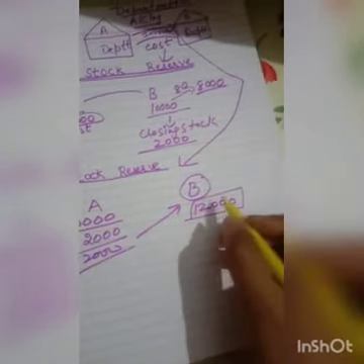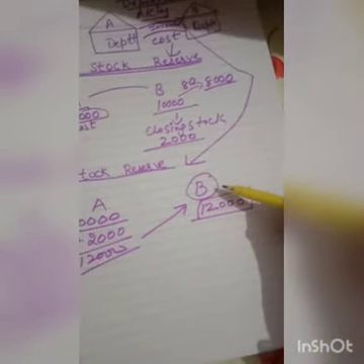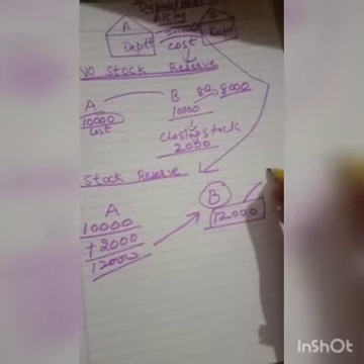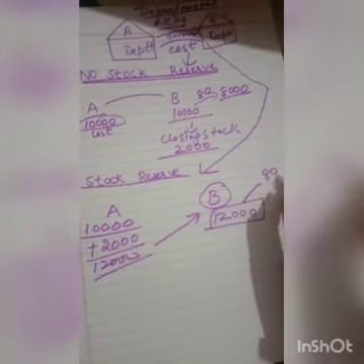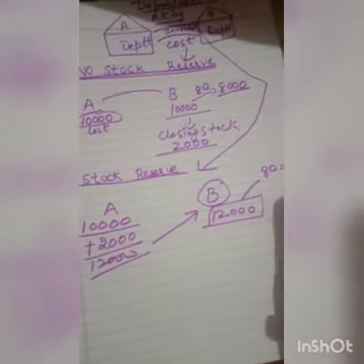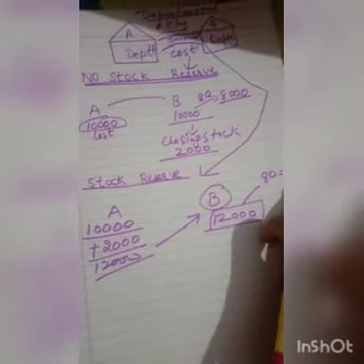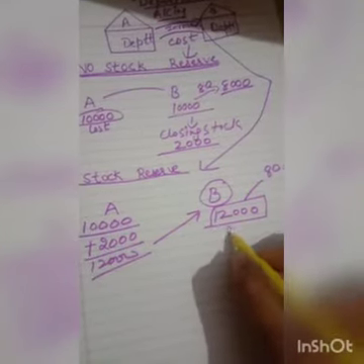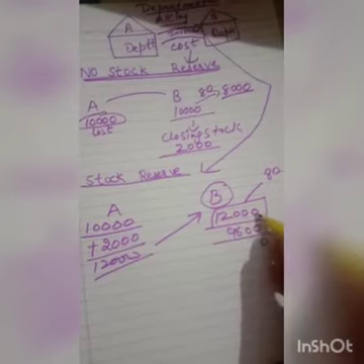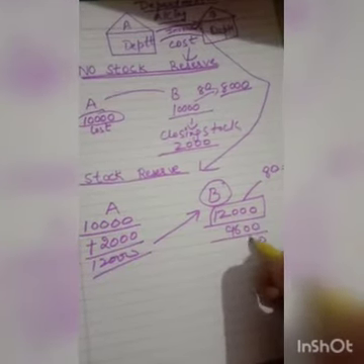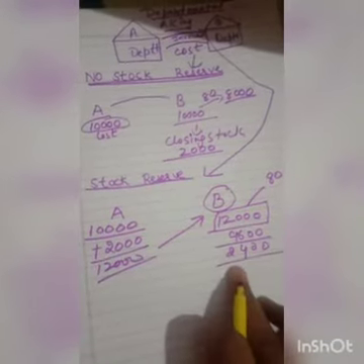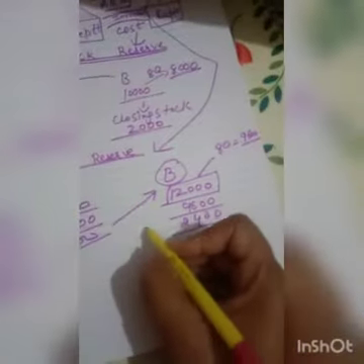Now department B has sold 80% of these goods. How much is that? It is 9,600 that has been sold. Now how much total closing stock remains? 2,400 is the closing stock.